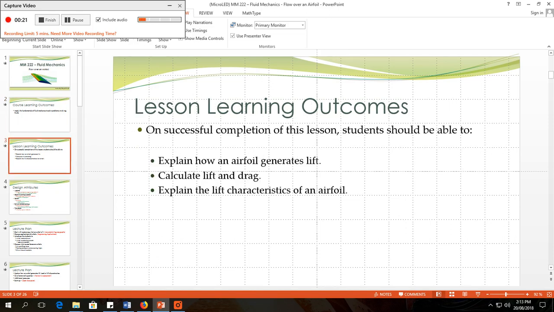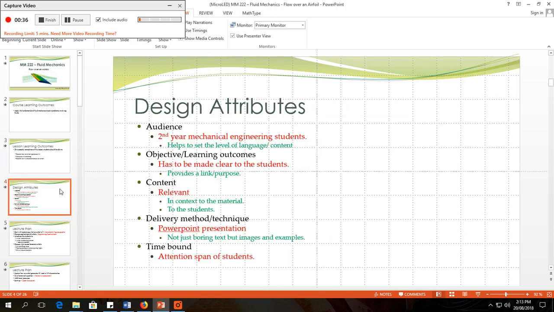Looking at the lesson learning outcomes, on successful completion of this lecture, students should be able to explain how an airfoil generates lift, should be able to calculate lift and drag, as well as explain the lift characteristics of an airfoil. In order to construct my lecture, I looked at 5 design attributes. This could be different or same for you.